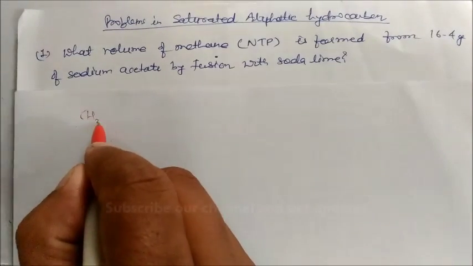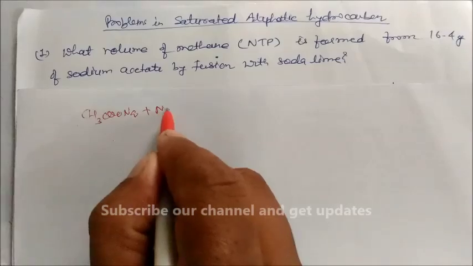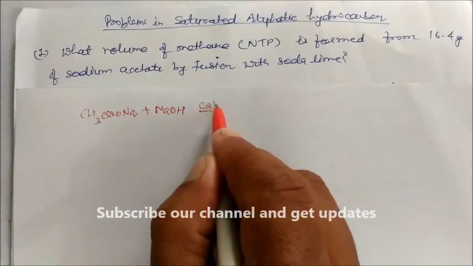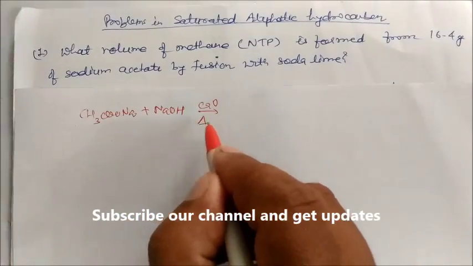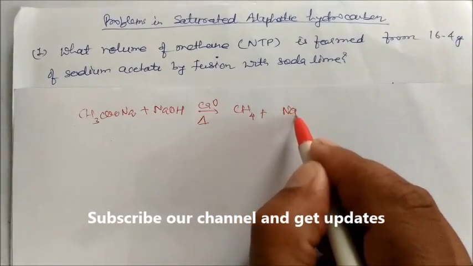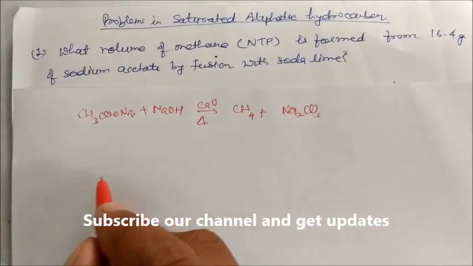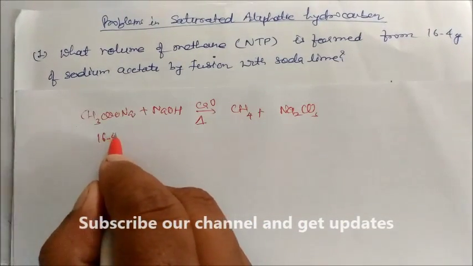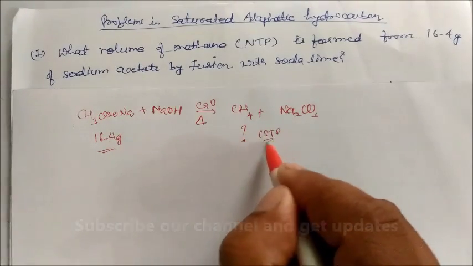The reaction is CH3COONa. This is the sodium acetate, and it is reacting with sodium hydroxide in presence of calcium oxide. This is called soda lime. So what will happen? On heating, this will give you CH4 plus sodium carbonate. So this is our reaction. Now they're asking, this is 16.4 gram. So how much methane is produced at STP?